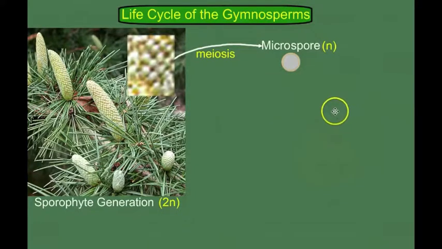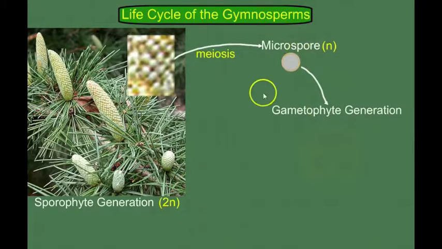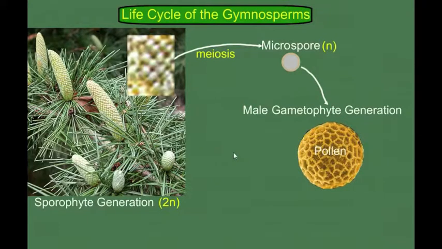Now we know that spores become gametophytes, and the microspore specifically becomes the male gametophyte. And if we remember, in seed plants, the male gametophyte is pollen. That's right, the male gametophyte in seed plants is pollen. This represents the gametophyte generation, at least on the male side.